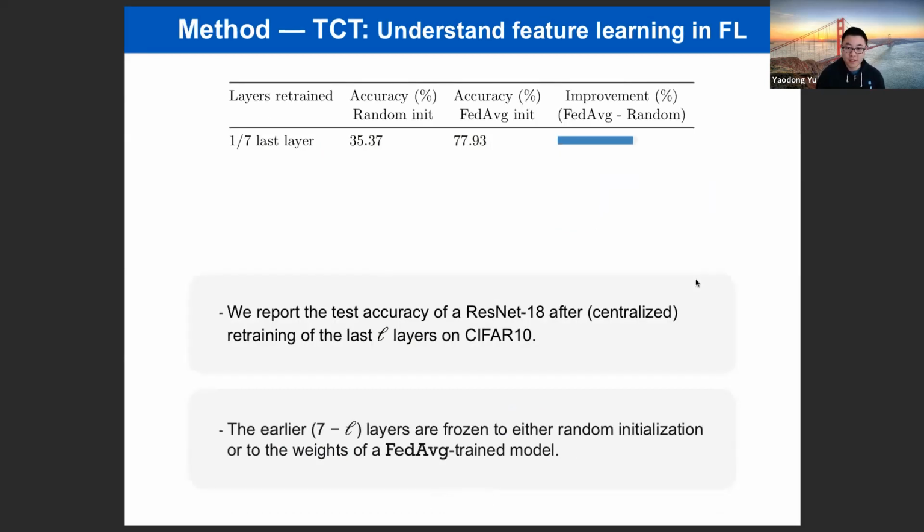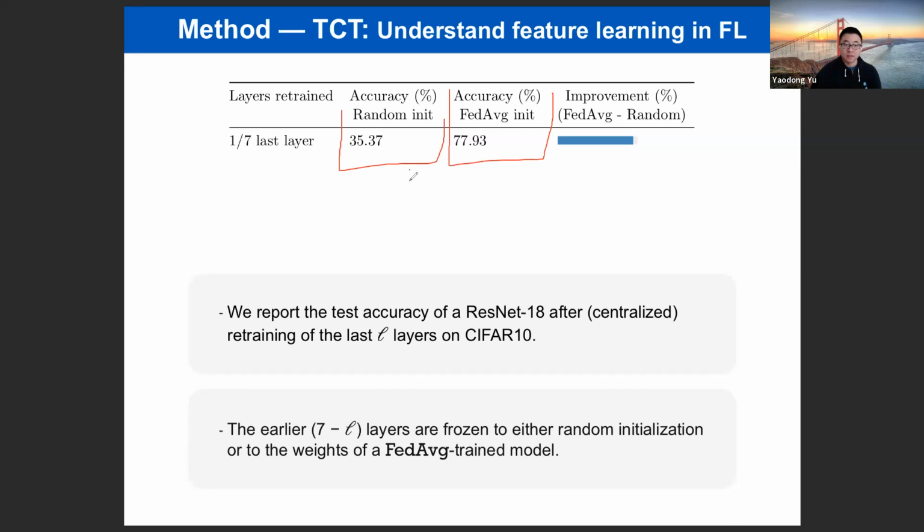So what we did is as follows. For the residual network experiments we saw before, we just retrain the last layer, so we freeze the first 6 layers. In this row we are reporting the test accuracy after retraining the last layer. And just for comparison, we could replace the federated averaging initialized weights with randomly initialized weights, and just retrain the last layer of the network.